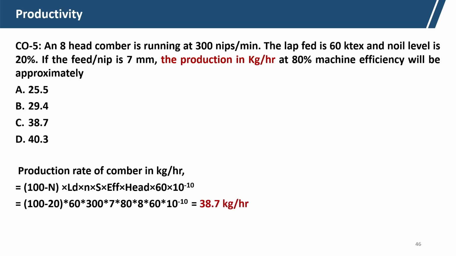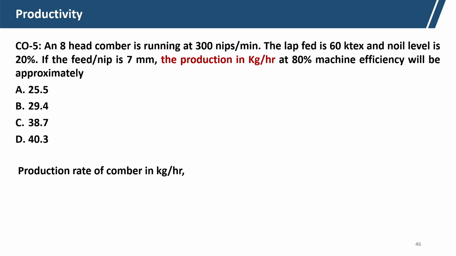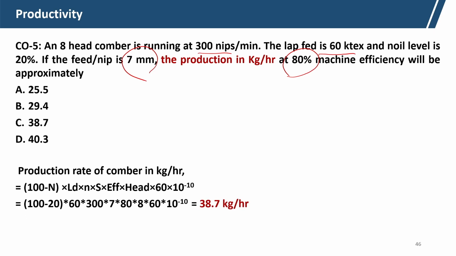The next numerical here: an 8 head comber is running at 300 nips per minute. The lap fed is 60 kilotex, Noil level is 20%. If the feed per nip is 7 millimeter, the production at 80% efficiency will be, using the same relationship, we get 38.7, where option C is correct.